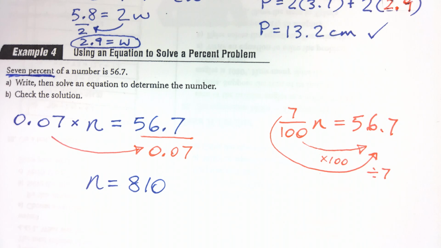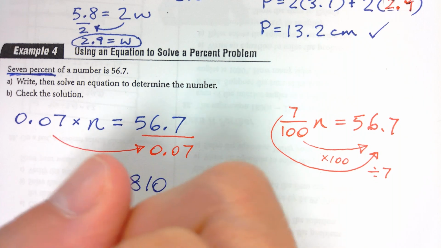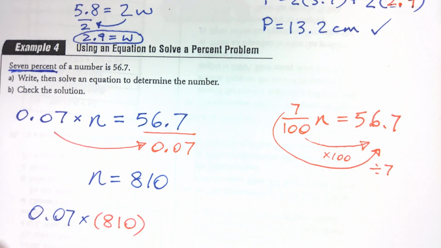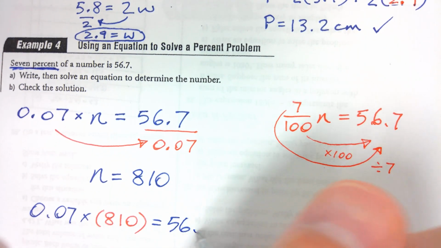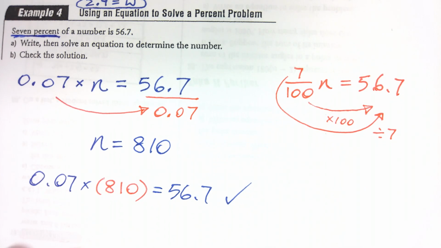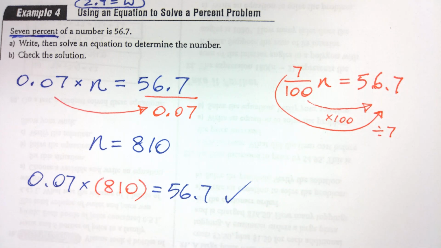Good job. And then here, check the solution. 0.07 times 810, and you do get 56.7. So you learned about algebra, and now you're solving algebra problems. You will see a lot more word problems in this chapter, because that's the whole key to solving algebraic equations, if you can apply your algebraic skills in word problems and solve for unknowns.